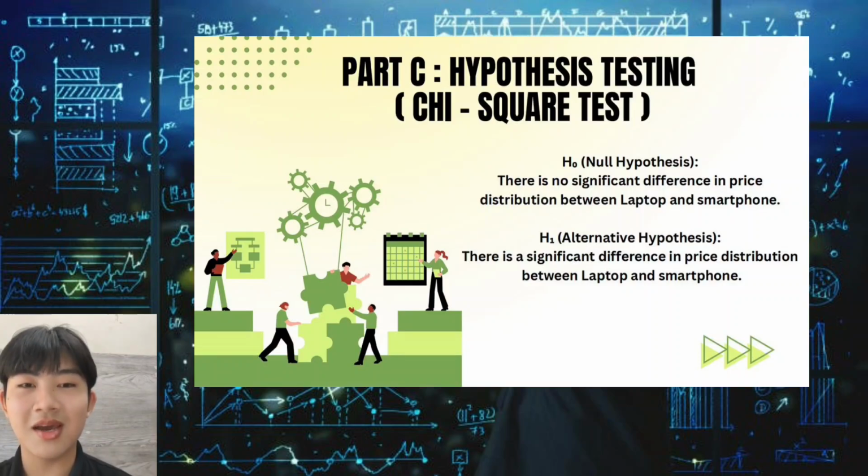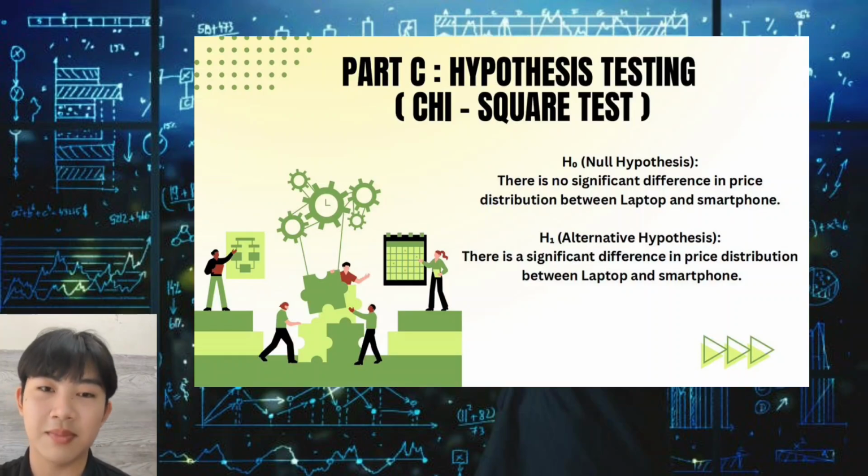Welcome to part C, hypothesis testing, where we use the chi-square test to compare two things, the price distributions of laptops and smartphones. First, the goal: finding the hypothesis. Our null hypothesis says there is no significant difference in the way prices are distributed between laptops and smartphones. They follow the same patterns. Our alternative hypothesis says there is a significant difference. The price patterns are different.